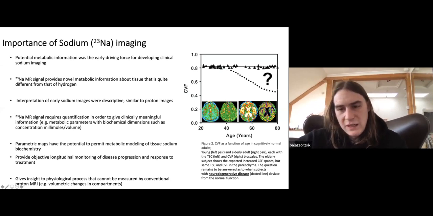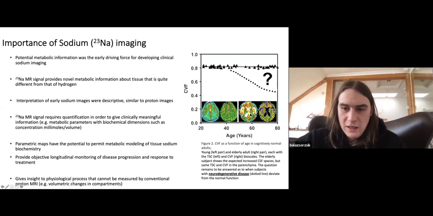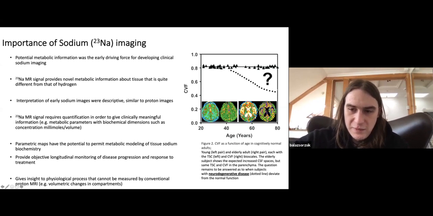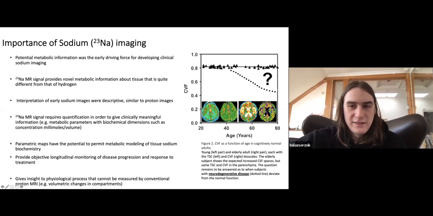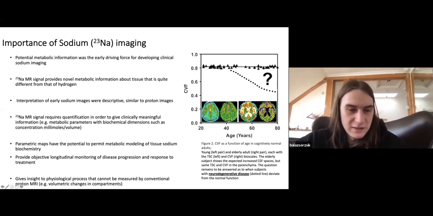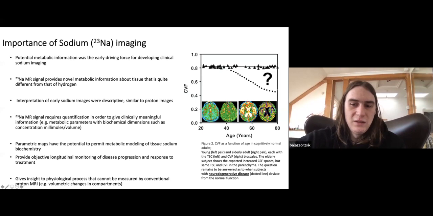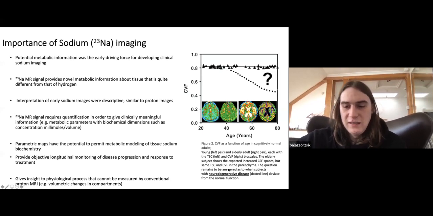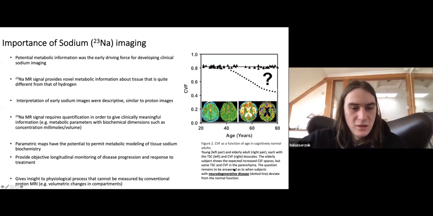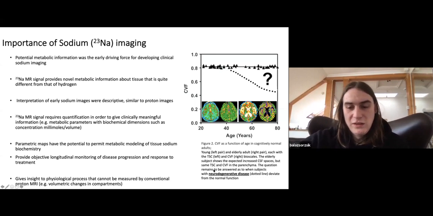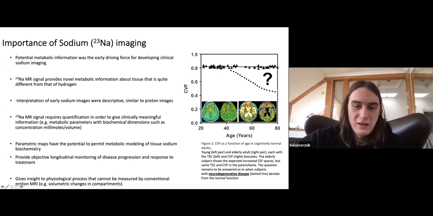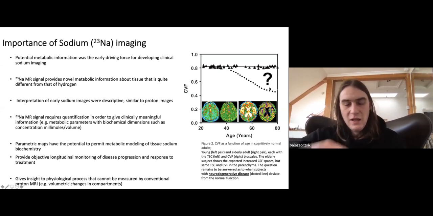And what they found out in healthy elderly is that the ventricles get bigger and there is more CSF infiltration, but the actual CBF values in the parenchyma did not change. And this brings us to a question that still remains to be answered. When does a subject with neurodegenerative disease deviate from the normal function? So when can we see this drop?